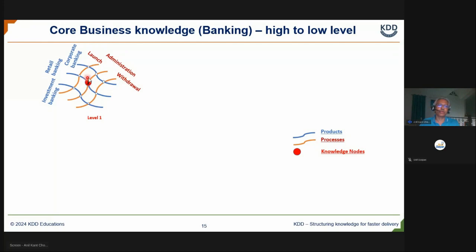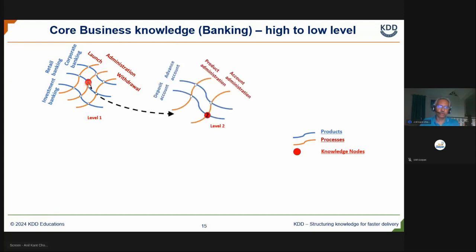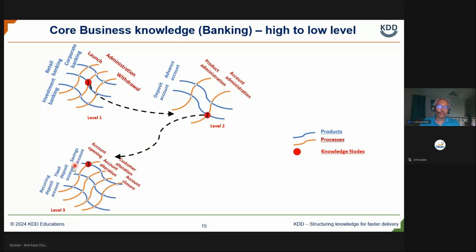Here you see this node 1, which is at retail banking and administration. So when I drill it down, I go to level 2, where I get two sub products: deposit account and advance account. So these are sub product of retail banking, right? So the product is broken down to sub product, right? Similarly, administration is broken down to product administration, account administration, right? Again, we can drill down, let's say we are drilling down from node 2 of this to next level. Now this deposit account is broken down into saving account, fixed deposit account, and recurring deposit account, right?